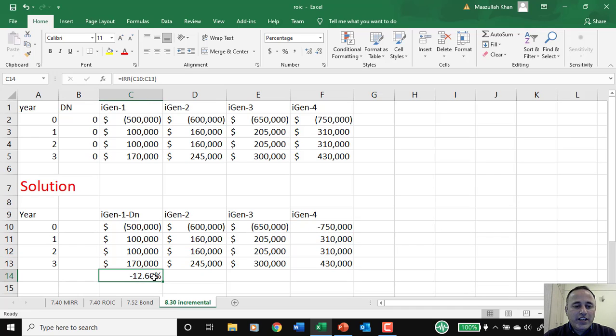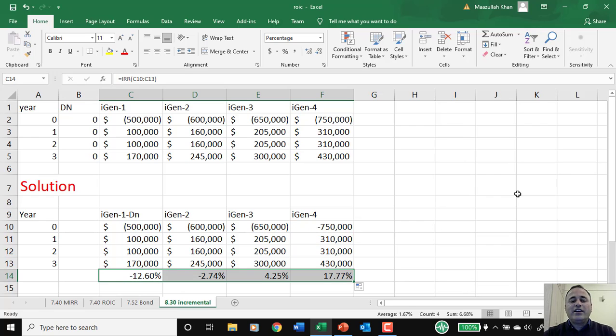I have already calculated IRR here, so what I can do is just drag this formula to the right. As you can see, it calculates the IRR right away. For the first three, printer 1, printer 2, printer 3, the IRR of incremental cash flows is less than MARR, which was 15%. So these printers do not make any sense. The only printer which makes sense is this iGen 4. Straightforward problems, nothing technical.